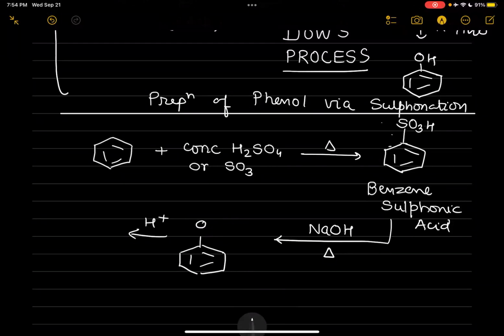Not SO3Na, ONa, sorry. OH minus has substituted the sulfonic acid group, and it will be O minus, and you will take H plus, acidification, to make it OH. Okay, that's how we have prepared phenol.